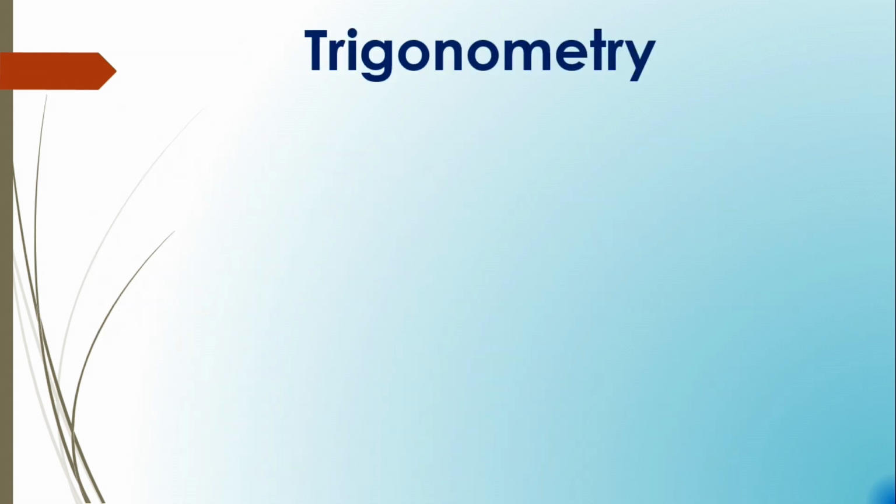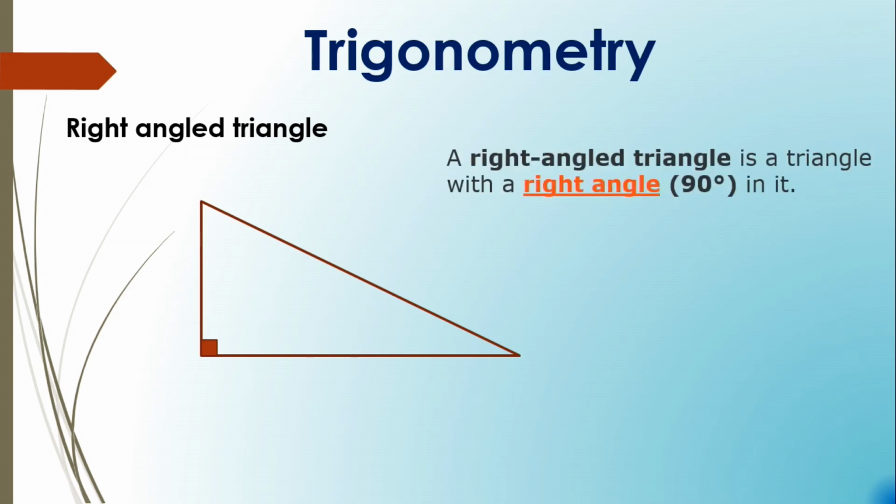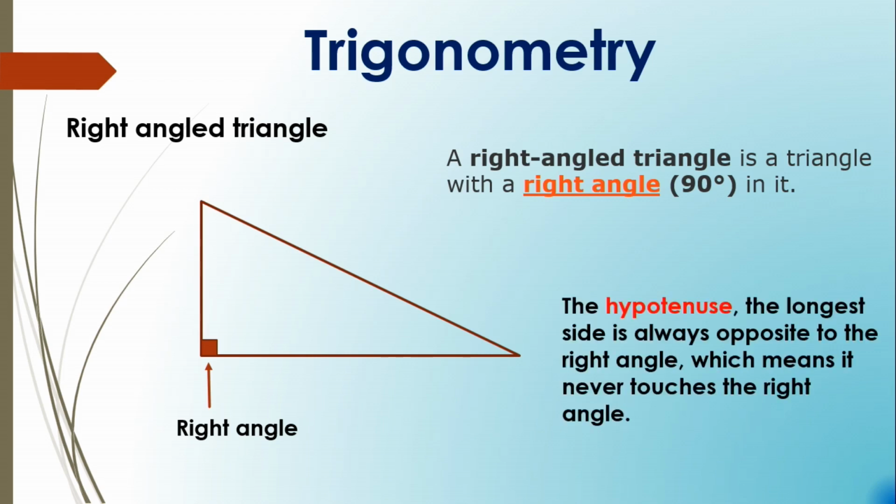Students, in this chapter, you're going to work mainly with right-angled triangle. A right-angled triangle is a triangle with a right angle, that is, an angle of 90 degrees. In every right-angled triangle, you have one side which is the longest, and this longest side is called the hypotenuse. The hypotenuse is always opposite the right angle, or it is the side which never touches the right angle.